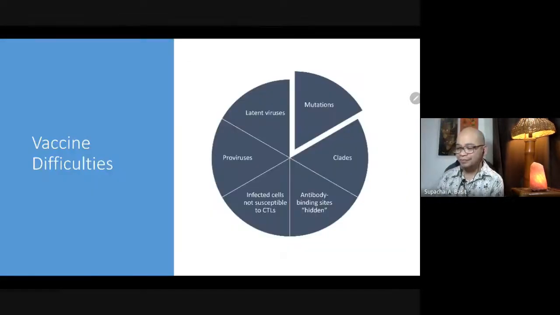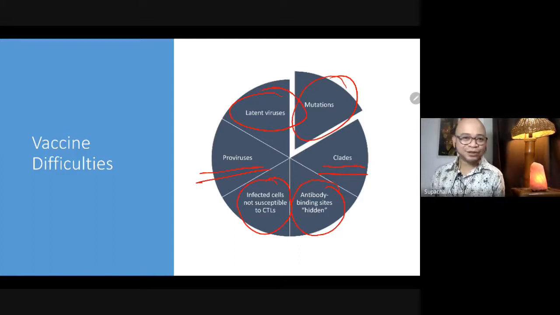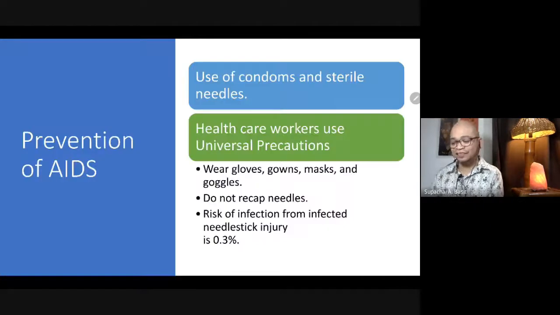Why? Because the number one reason is mutations. And then there are several claims. The antibody binding sites are hidden. The infected cells are not susceptible to cytotoxic T lymphocytes. There is the presence of proviruses, which is the viral DNA plus our host DNA, and the latent viruses, these viruses that are hiding inside our host cells. So these are the reasons why it's quite difficult to develop vaccines for HIV.